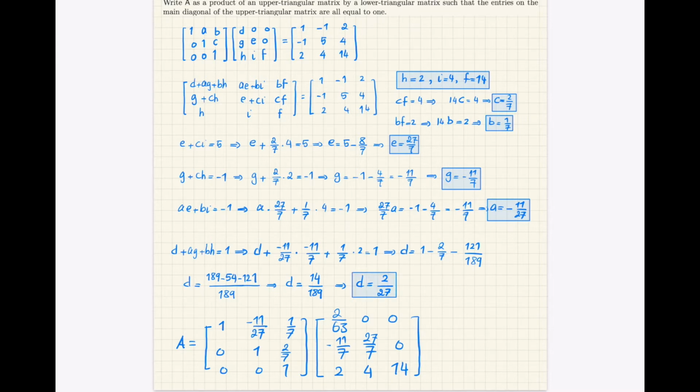Okay, and then if D is this number, where is D happening? D is here, so I need to clean this one as well and write 2 over 27. Okay, now this is the correct answer. Sorry.